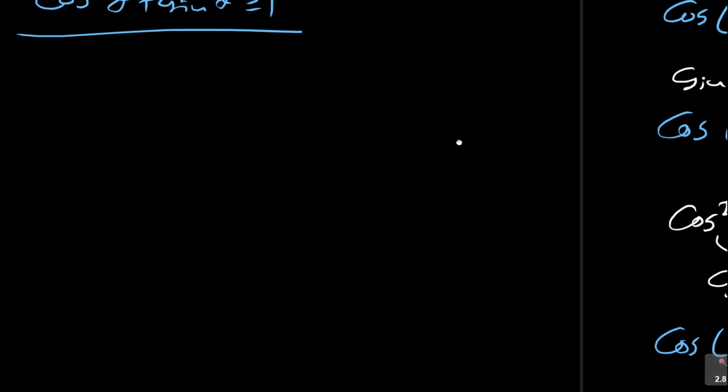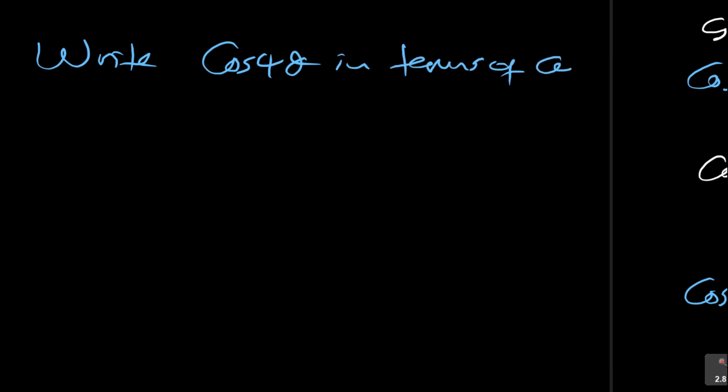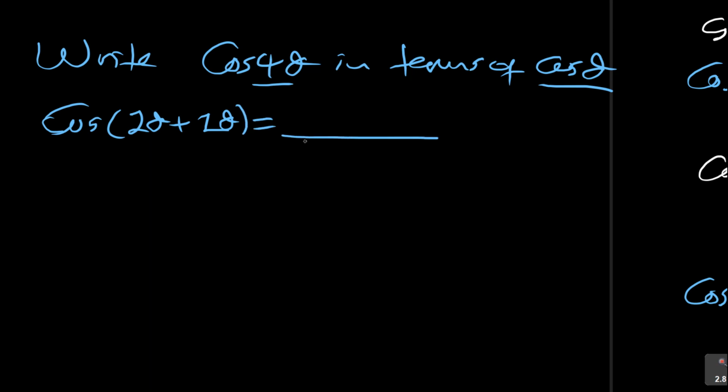If you are good and you have gone well, try this one. It will be even longer: cos 4 theta in terms of cos theta. Very, very long. Here is a hint: start by double angle, cos of 2 theta plus 2 theta. You take it from there. Give me your comments. What do you think? Did you manage to get it? It's a very interesting one, but it's long. It stretches and stretches.